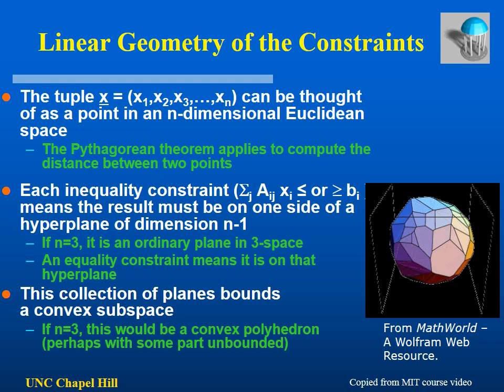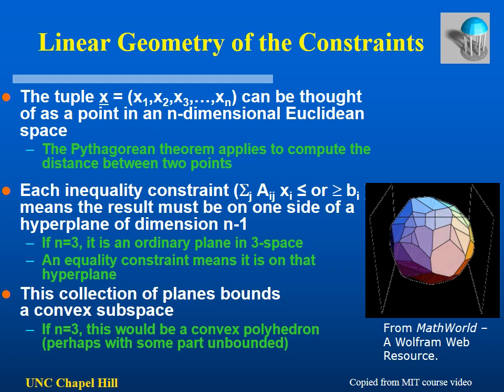In general, if you have n x sub i's, the tuple can be understood as a point in n-dimensional space, but that's a little bit hard to visualize. So we will keep our visualization for now to 3 dimensions. So n equals 3.